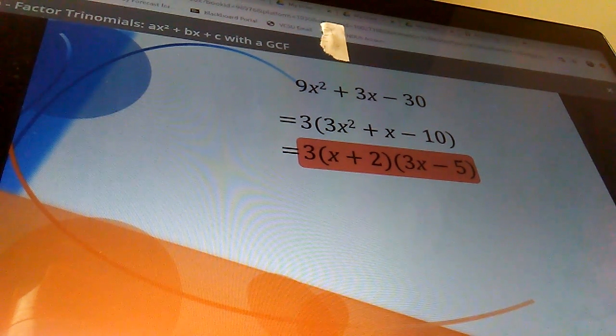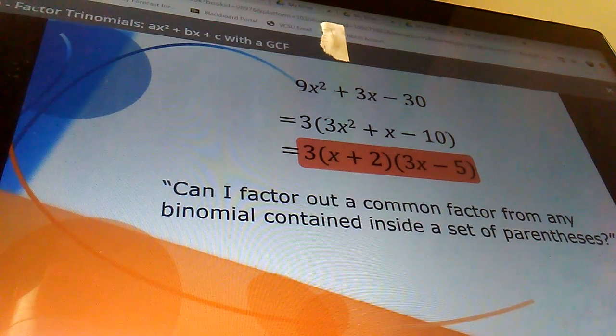It is quite easy to forget to look for a greatest common factor as the first step of factoring a trinomial. Therefore, it is a good idea to examine your final answer in any factoring problem and ask yourself, can I factor out a common factor from any binomial contained inside a set of parentheses? Often, you'll be able to see a common factor at that point if you missed it in the first step of the problem.